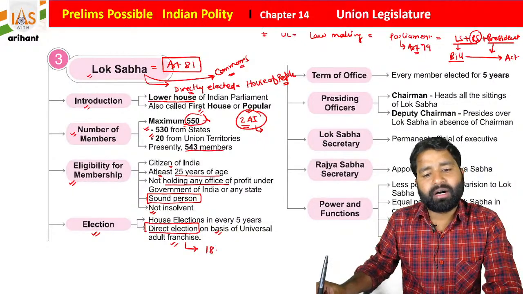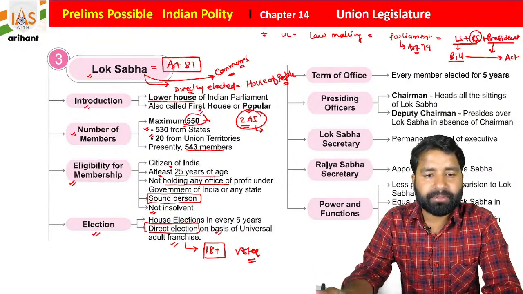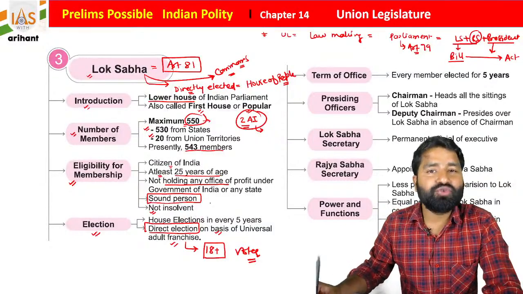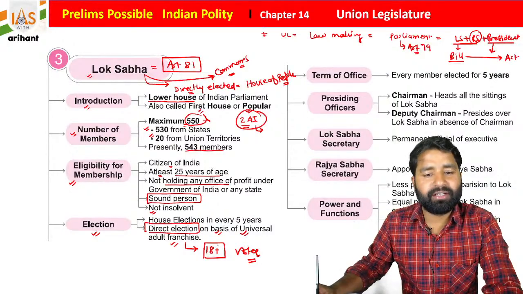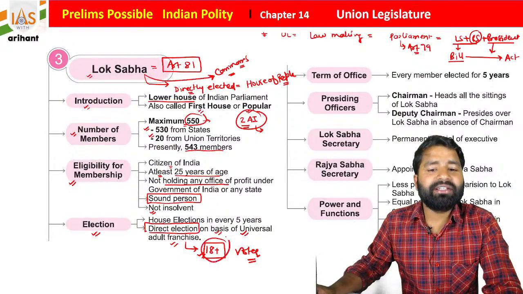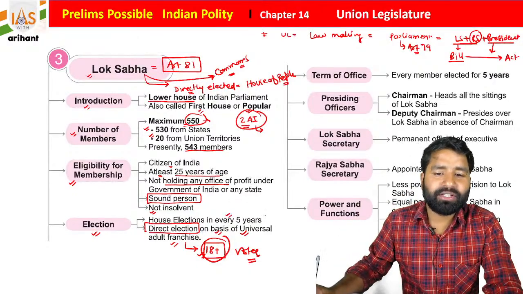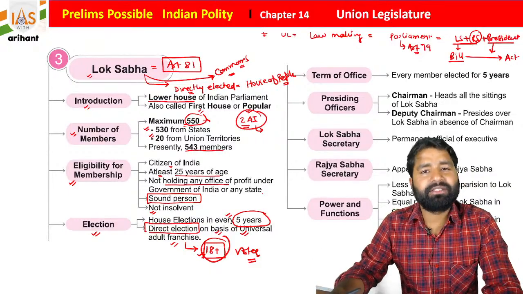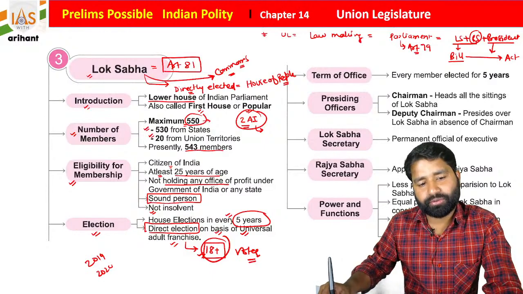Means if anyone who is 18 plus and has a voter ID card, then he can participate in the voting, and he can choose his own representative. So it is called universal adult franchise, because age is the criteria for the voters. The House elections are conducted every 5 years, as it was conducted in 2019. Now it is going to be conducted in 2024.